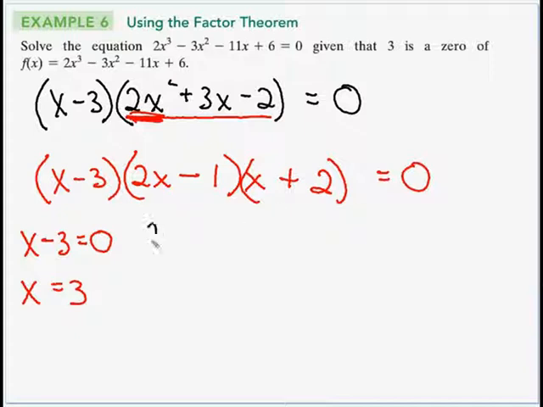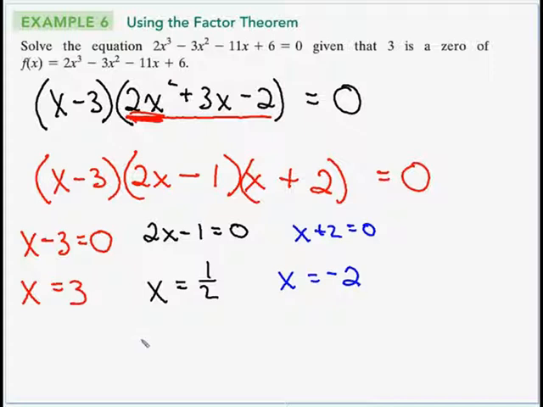If this second factor is set equal to 0, we would add 1 to both sides and then divide by 2, positive a half. If I set this one equal to 0, I get x equals negative 2. So what is our solution set? Well, the lowest number is negative 2, and then a positive a half, and then a 3. There's our answer.